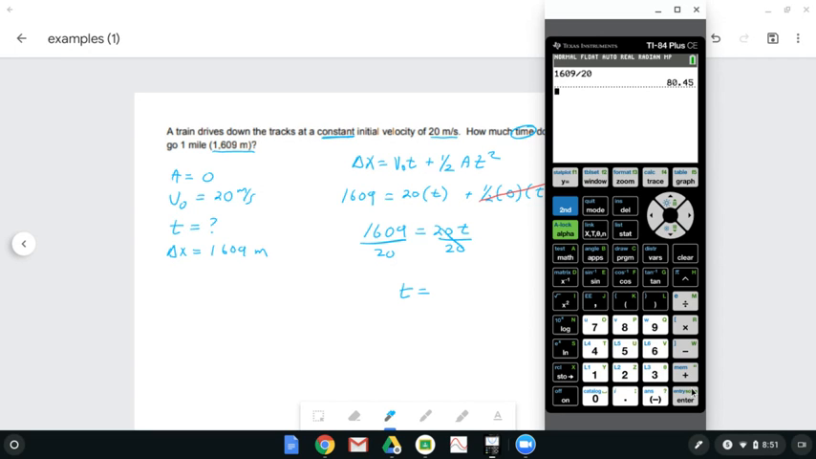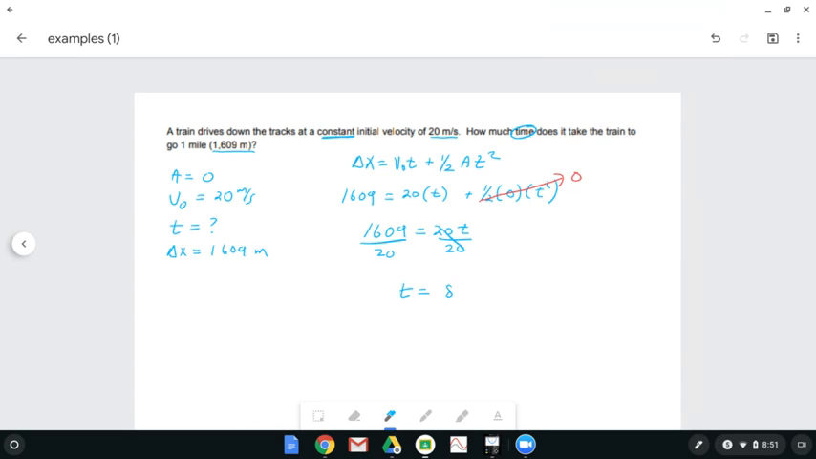To get my final, not velocity, my final time of 80.45 seconds. 80.45, oh my, 80.45 seconds. So that's a little bit more than a minute. Fun fact, it only takes me a little bit more than a minute to run 1 whole mile.